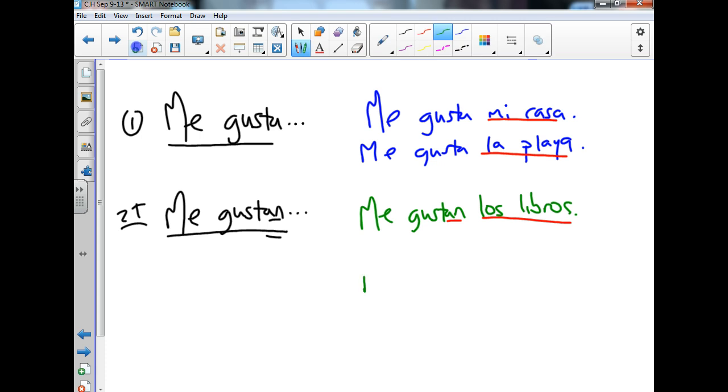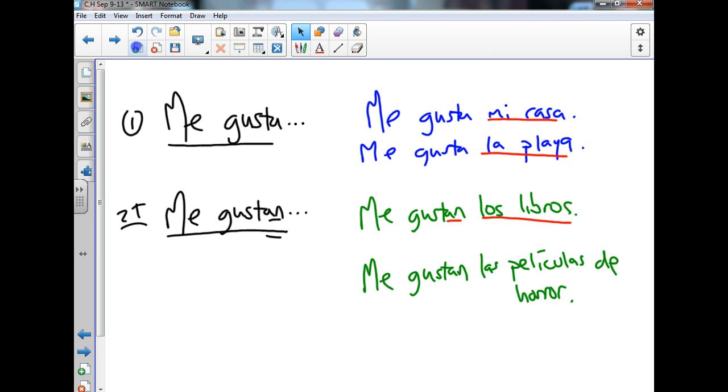And maybe we want to pluralize something else. So we want to say, me gustan, let's keep it sort of entertainment driven, las películas. And let's call them something, de horror. For that, I like horror movies. We're getting to the Halloween season. So me gustan las películas de horror. In both of these situations, we have things that are plural. Okay, so that's really how you express likes and dislikes in Spanish.